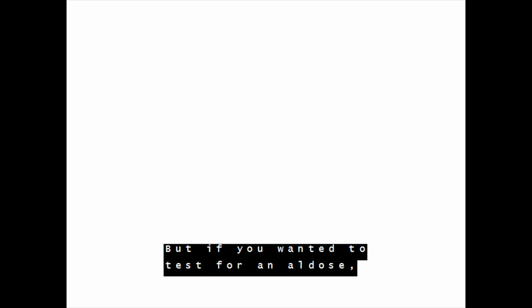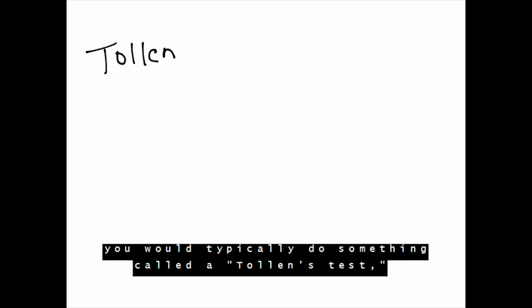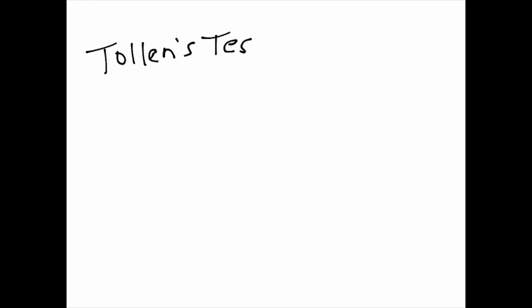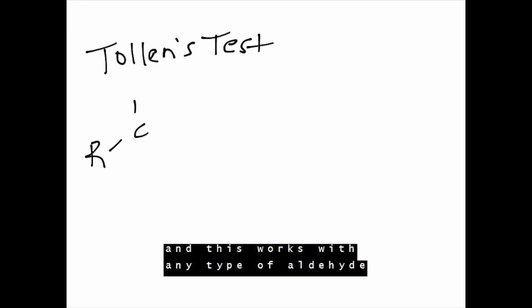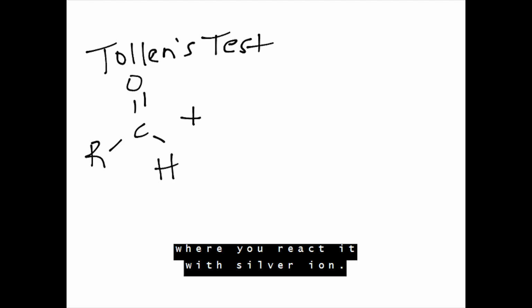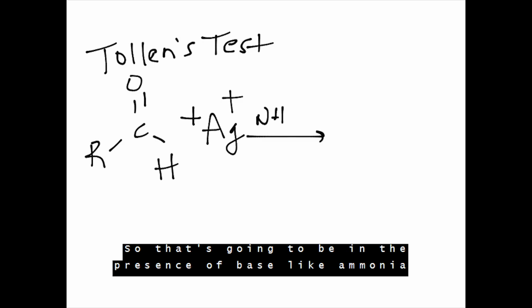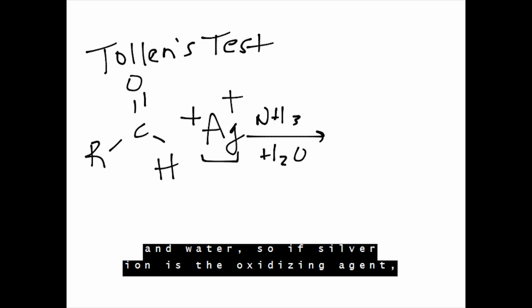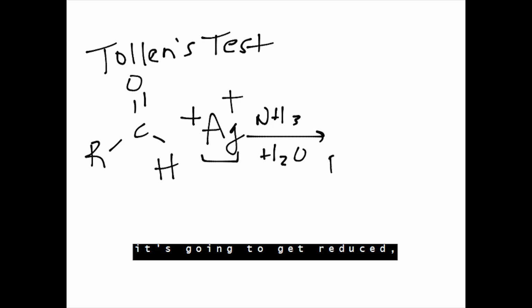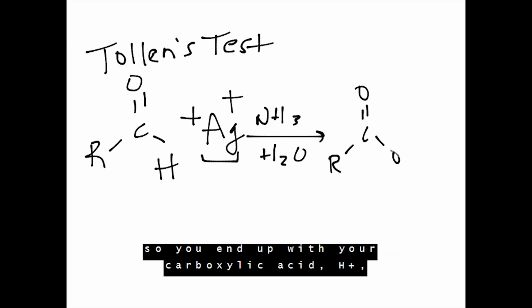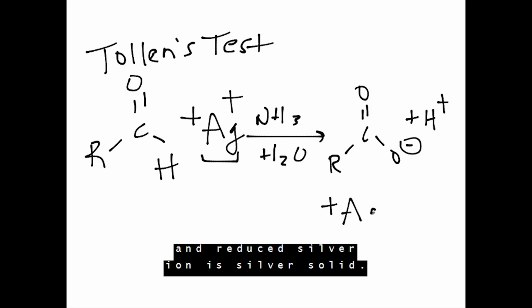But if you wanted to test for an aldose, you would typically do something called a Tollens test. And this works with any type of aldehyde, where you react it with silver ion. That's going to be our oxidizing agent. So that's going to be in the presence of base, like ammonia, and water. So if silver ion is the oxidizing agent, it's going to get reduced. So you end up with your carboxylic acid, H+, and reduced silver ion is silver solid.